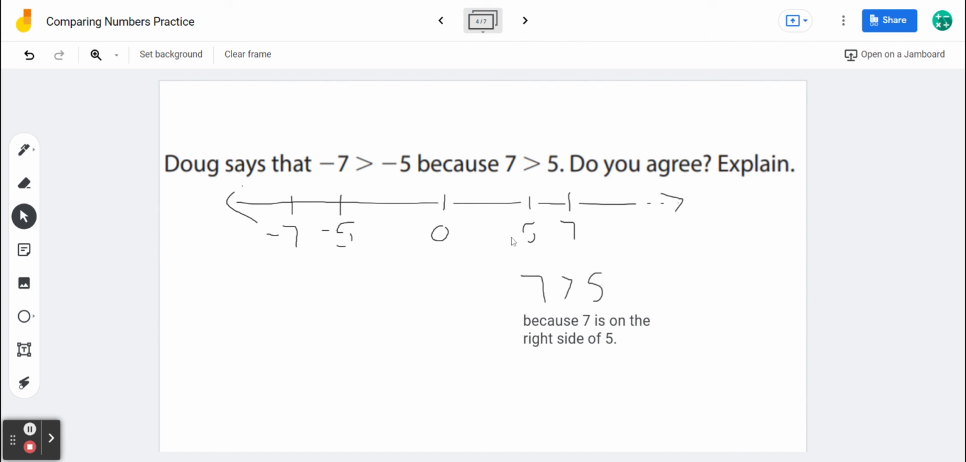If you had to pick a number, 4 or 5, which one's bigger? 5 is bigger. Why is 5 bigger? Because 5 is on the right side of 4. A la derecha, to the right.